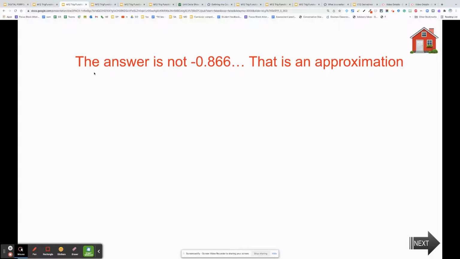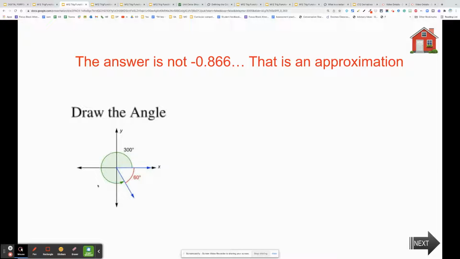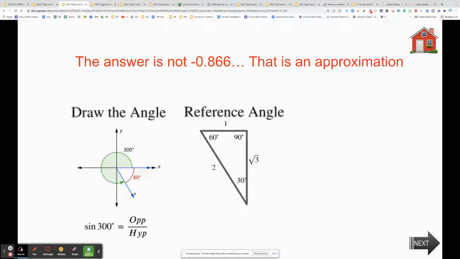Okay, here's how I like to think of it. First off, the answer is not negative 0.866. That is an approximation. So what we're going to do is draw the angle, which exposes a 60-degree reference angle. We know that sine is opposite over hypotenuse. The reference angle here is 60, which must mean that we're going to have a root 3 over 2 situation. And we know that the sine of 60 is root 3 over 2.